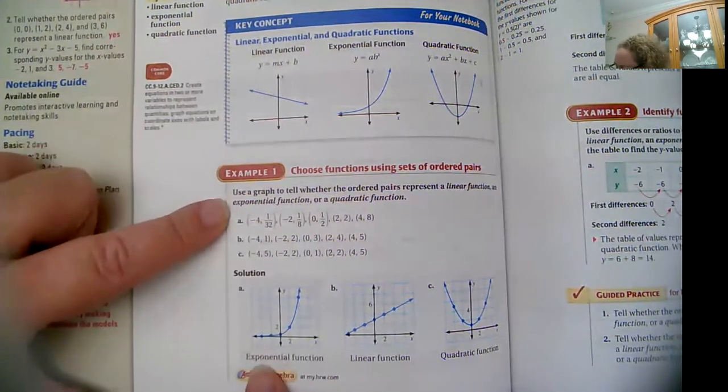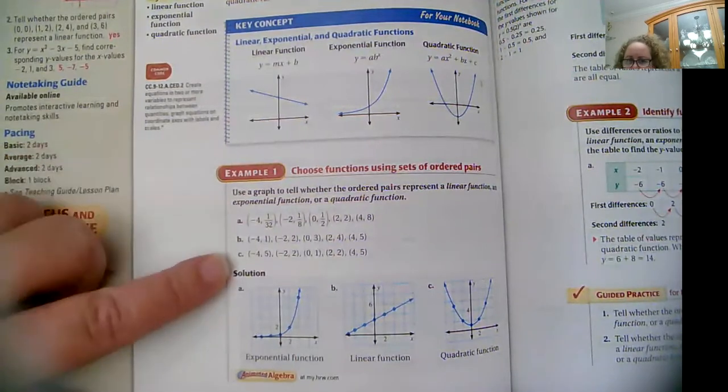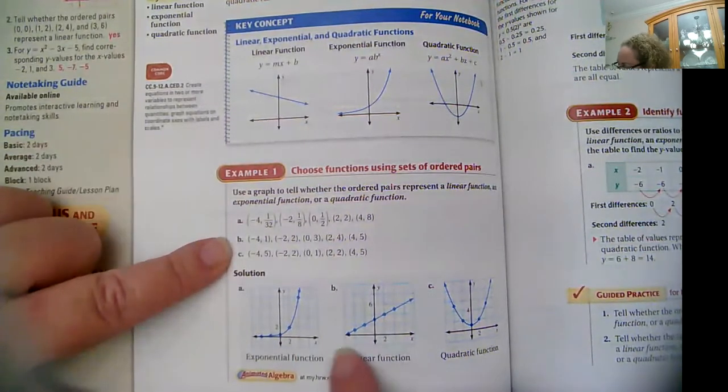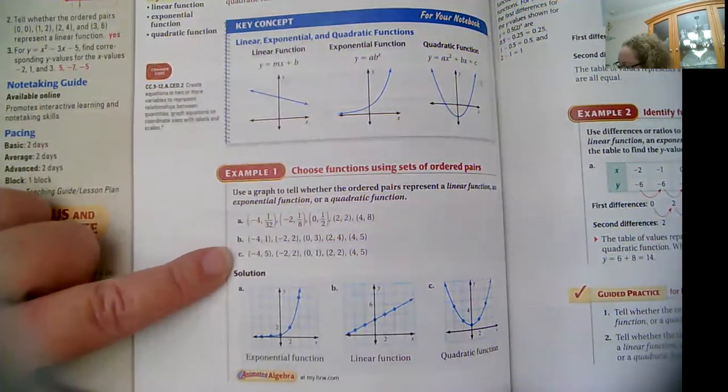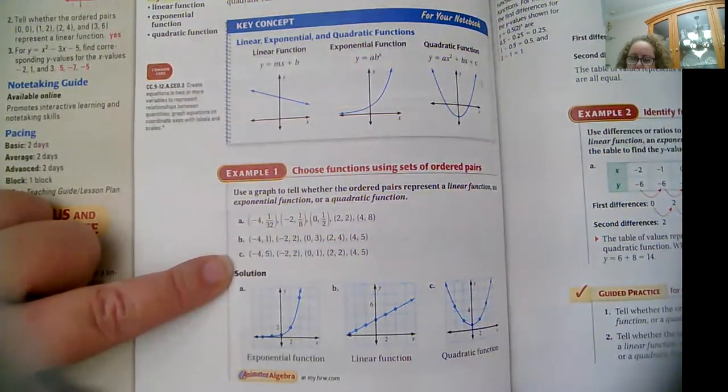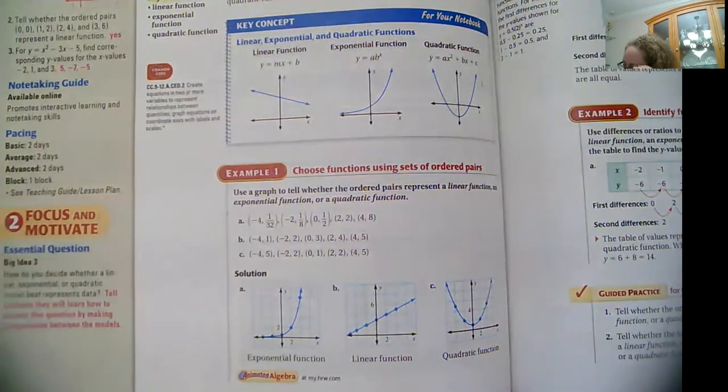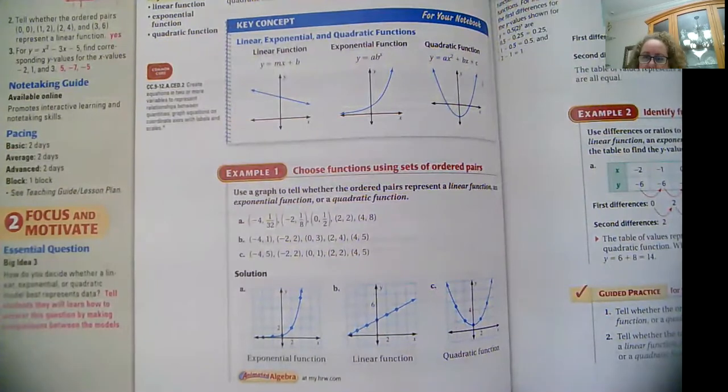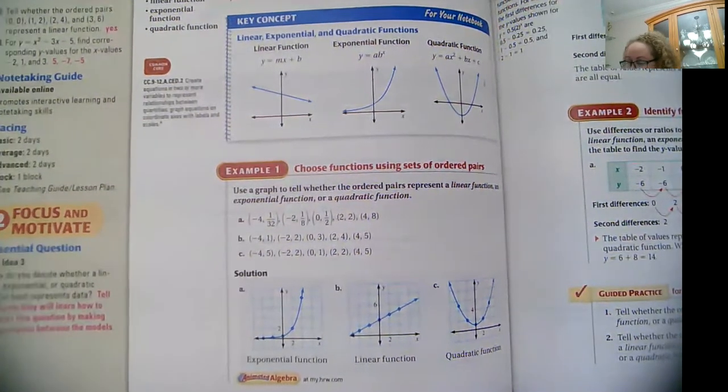So for A, we get an exponential function, which is a curve like this. For B, we get the linear function, which is just a straight line. And then the last one, we get our U-shaped parabola, which is a quadratic function. So I recommend that you pause, copy that into your notes, or you can go back to the textbook and copy it straight from there.